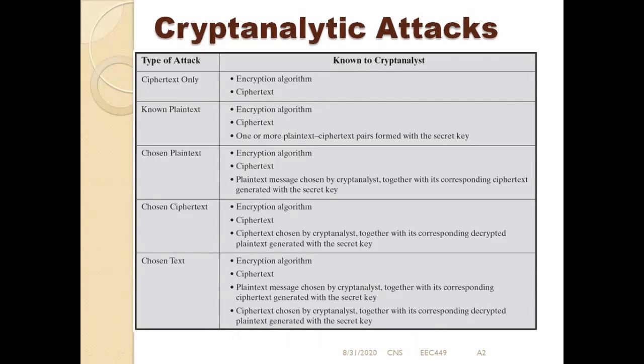Similarly, three more are there. Chosen plain text: different plain texts chosen based on conditions. If he chooses a particular plain text, then also he may be able to decrypt using the encryption algorithm, the ciphertext, and the chosen plain text. Similarly, chosen ciphertext. And the last one is chosen text. In this, he knows the encryption algorithm, the ciphertext, and a plain text message chosen by the cryptanalyst, together with the corresponding ciphertext generated with the secret key. If he knows all this information, it is very easy to get the keys or decrypt the ciphertext, so he can read the information. These are the different types of cryptanalytic attacks.